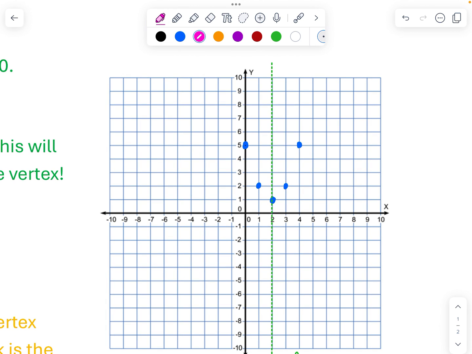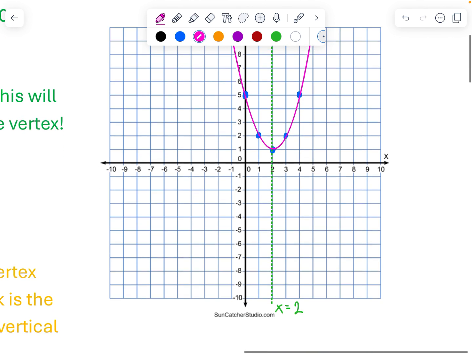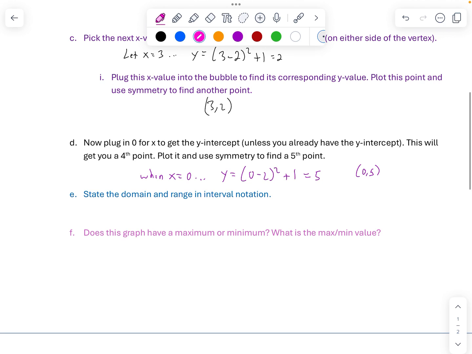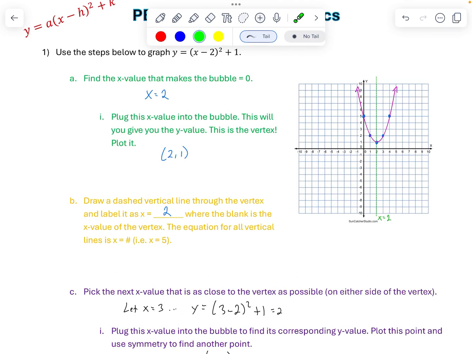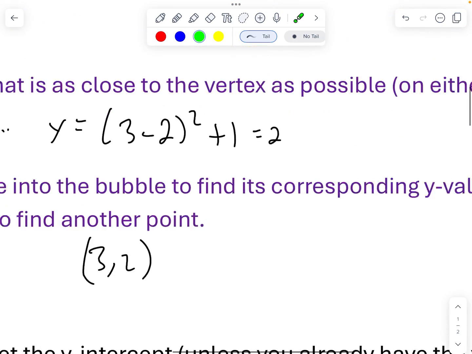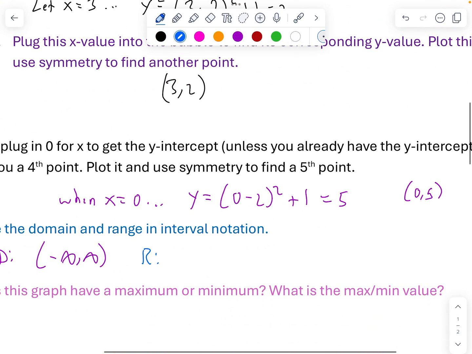And now we can draw a graph through these points. And Notability makes a nice parabola shape for us automatically, which is pretty nice. And so there you go. That's what that graph looks like. Domain is always negative infinity to infinity for every quadratic ever. And our range, so that's domain. Range is the lowest y value, which is right here at the vertex, 1, up forever. So it's 1 to infinity for our range.